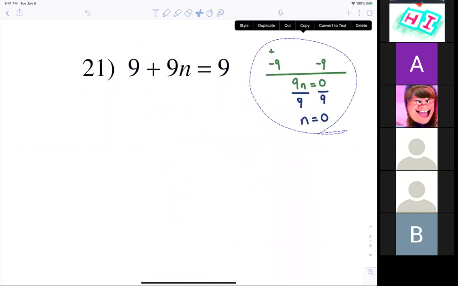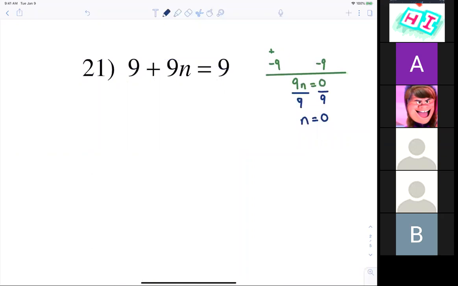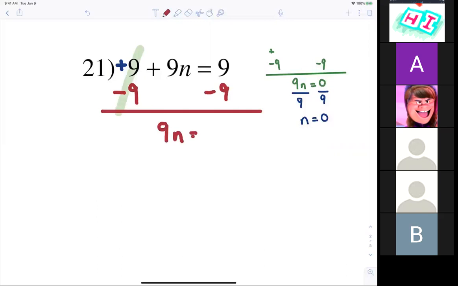Okay. So now, what a lot of people fail to understand is that's really a plus 9. So if we're going to undo a plus 9, we have to do what? Minus 9. That makes sense? All right, then what happens? These guys cancel. So I'm left with 9n equals 0. Does that make sense, Maren? Yes.